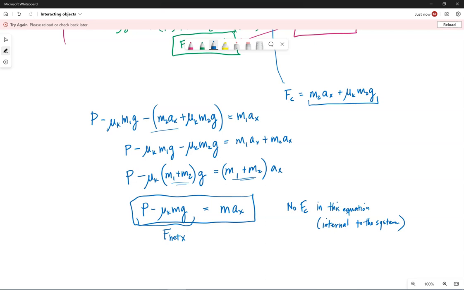So this chapter is all about interacting objects. I'll do some examples for you, as well as some concept reviews, or I guess knowledge checks, so you can see how to apply this and see if you're thinking correctly.